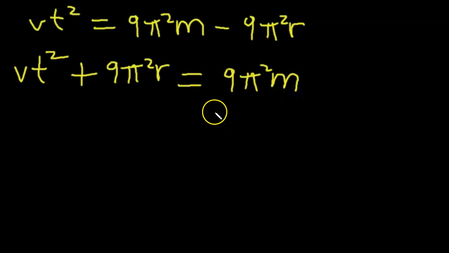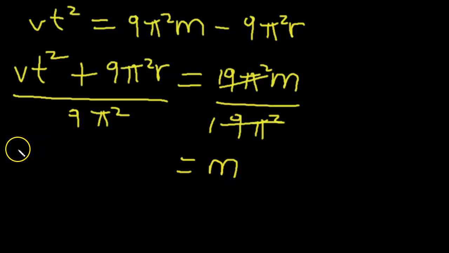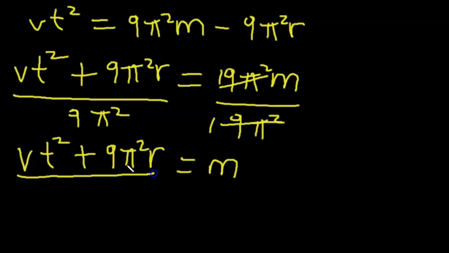And of course we were asked to transpose for m. So we divide both sides by 9 pi squared. So 9 pi squared into itself one time, so we have m. And whatever we have over here, vt squared plus 9 pi squared r, over 9 pi squared. And we are done.